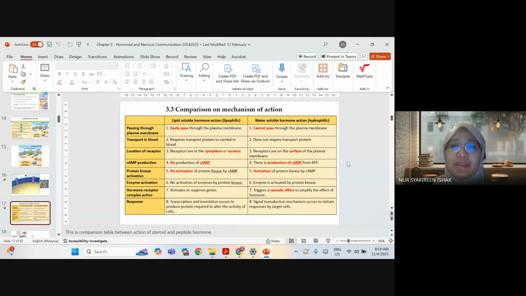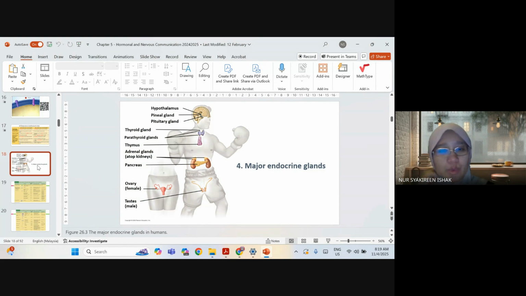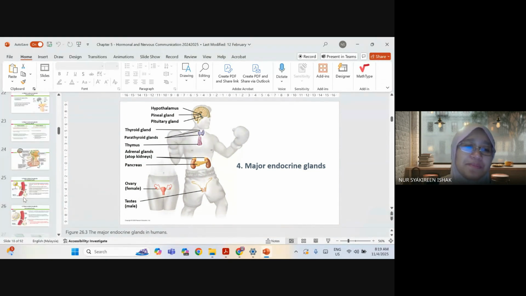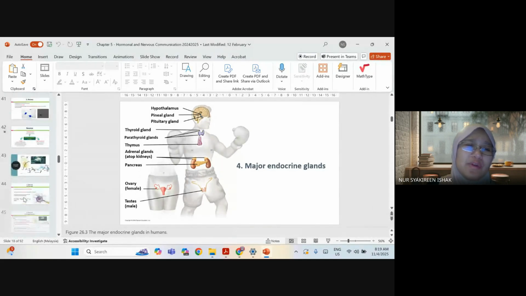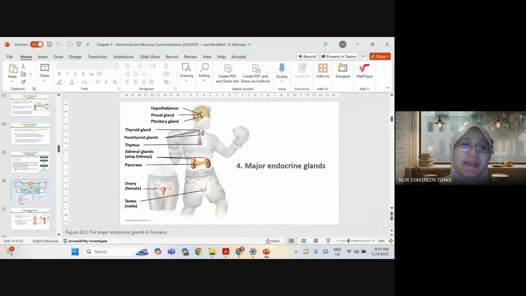And then this table shows you the comparison between lipid and water soluble hormone. Okay, so for our lecture today, we are going to look at the major endocrine glands. For this part, basically you have to do some memorization. Nak tak nak mesti kena hafal dia. Part ni banyak kena hafal lah.